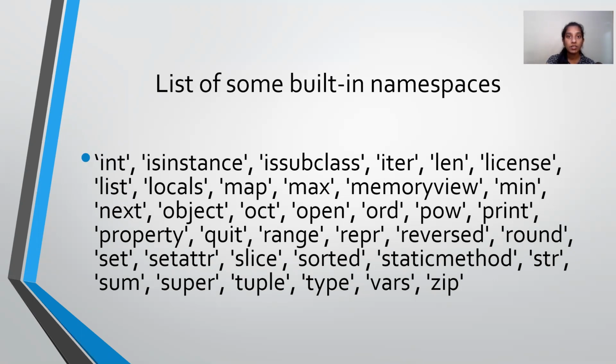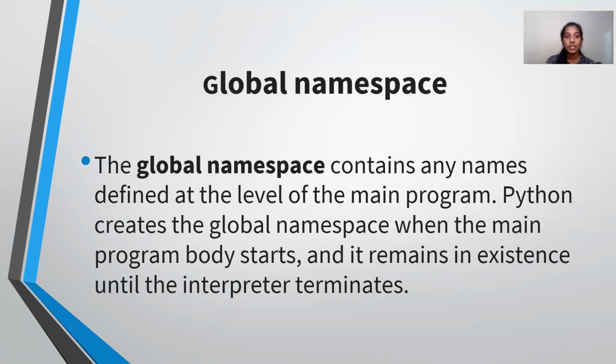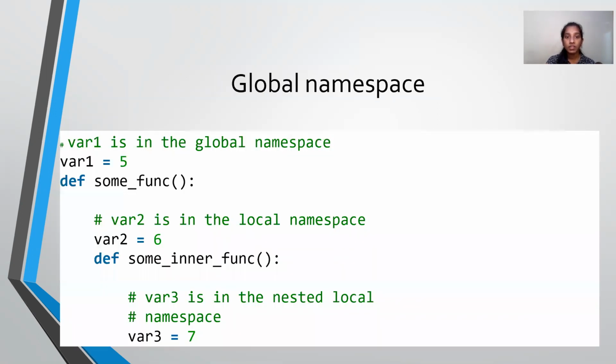Next type of namespace is global namespace. Let us understand what is meant by global namespace. The global namespace contains any names defined at the level of the main program. Python creates the global namespace when the main program body starts, and it remains in existence until the interpreter terminates. Let's see an example of global namespace. In the following code, the variable x equal to 5 is in the global namespace. It is defined at the starting of the main program body, so that is called the global namespace, and it can be accessed from anywhere in the code.